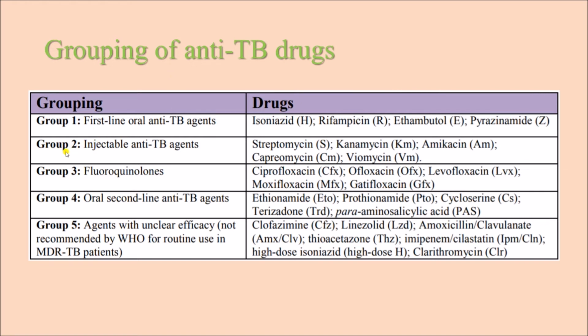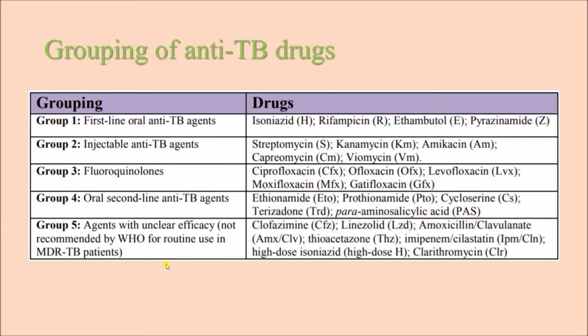Okay. In group 2, we have the injectable anti-tuberculosis agents like streptomycin, as I mentioned. Also you have kanamycin, amikacin, capreomycin. Viomycin is not very commonly used. Fluoroquinolones are ciprofloxacin, ofloxacin, levofloxacin, moxifloxacin, gatifloxacin. Then we have oral second line anti-tuberculosis drugs like ethionamide, prothionamide, cycloserine, terizidone, para-aminosalicylic acid.